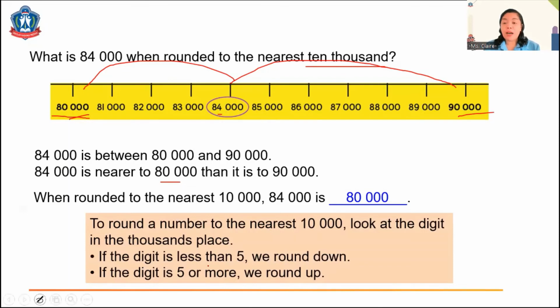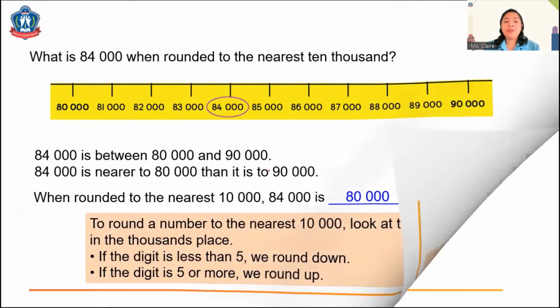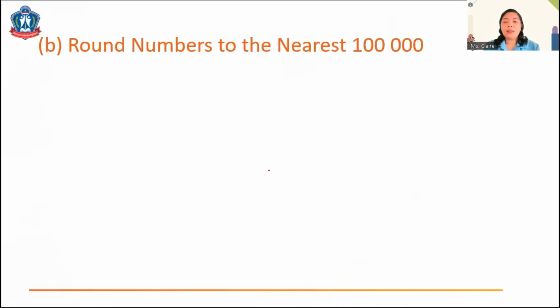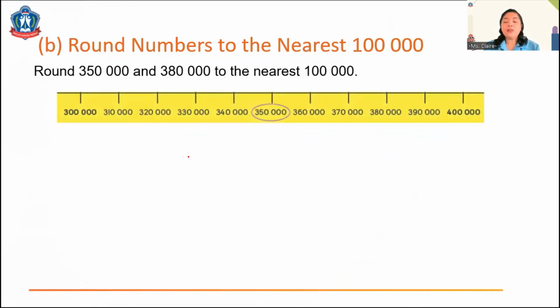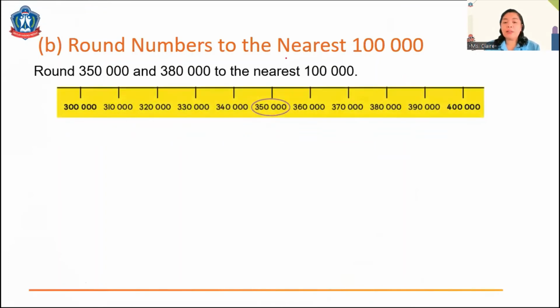But if the number is 5 or more, we round up. Example, 87,000. The digit in the thousands place is 7 and this is more than 5. Therefore, we will round up. So if we round 87,000 to the nearest 10,000, that is 90,000. Okay? Now let's round numbers to the nearest 100,000. We have two numbers here, 350,000 and 380,000. Let's round these two numbers to the nearest 100,000.